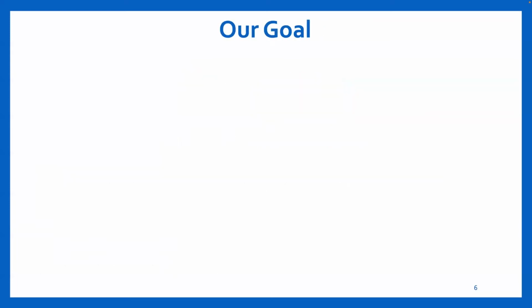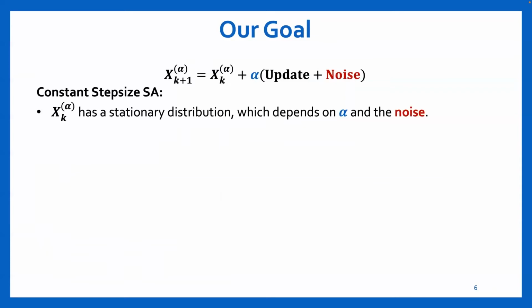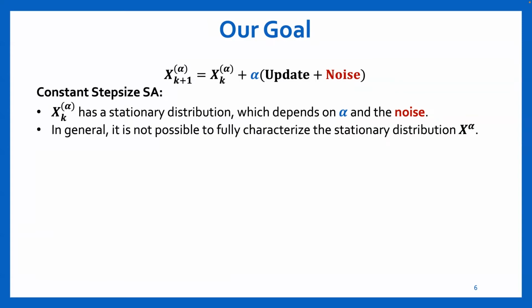Okay, so let me be more specific about our goal here. This is the constant step size stochastic approximation algorithm. As we said earlier, the iterate has a stationary distribution. It depends on the step size alpha and the noise sequence, so it is a function of both. However, for a fixed constant step size, it is in general not possible to fully characterize the stationary distribution. Why is that? Because at every time step we are adding a constant amount of noise into the iterate. So unless we know the entire distribution of the noise, which we usually do not, it is not possible to fully characterize the stationary distribution x alpha.